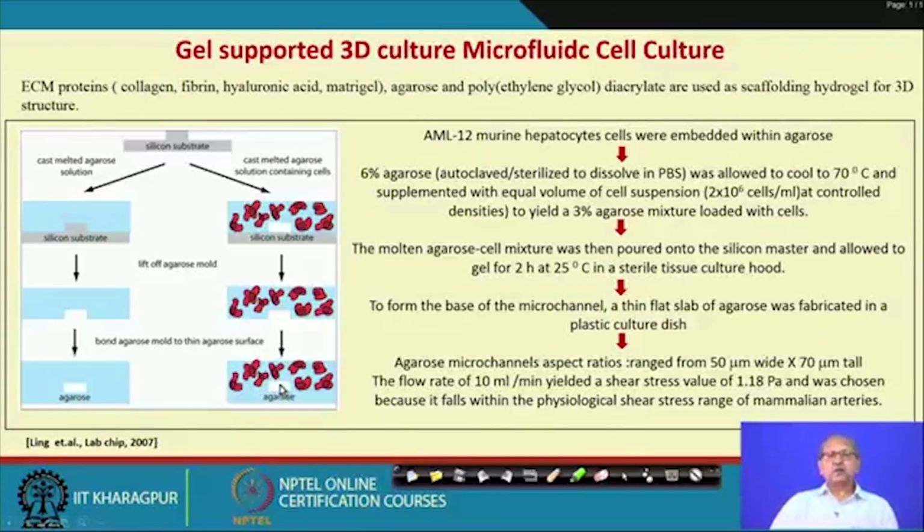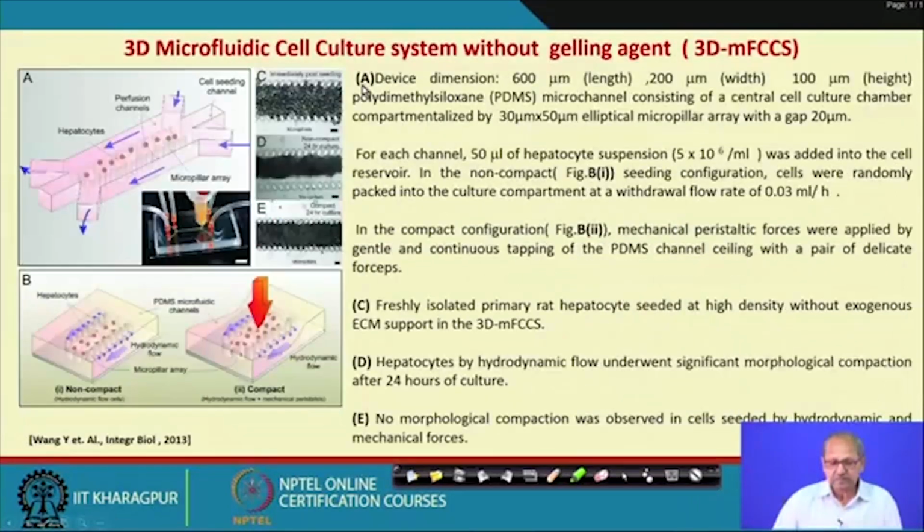In that way mouse primary liver cells were grown, and for around 3 to 4 days it was observed the cells were growing in that 3-dimensional situation. This method uses gels, and we can use different types of gel, extracellular matrix like collagen, fibrin, hyaluronic acid, Matrigel, etc.